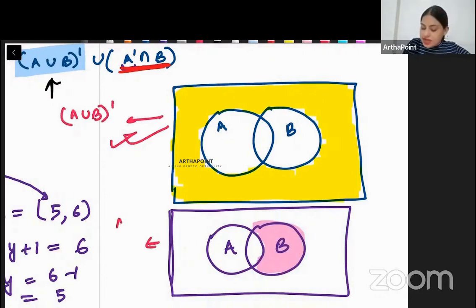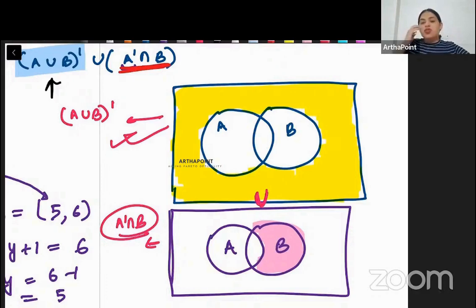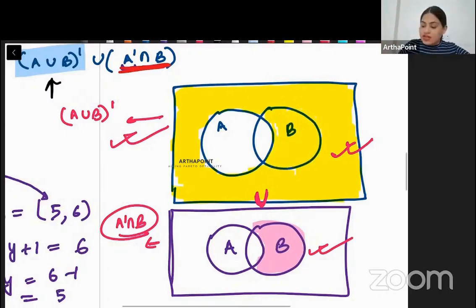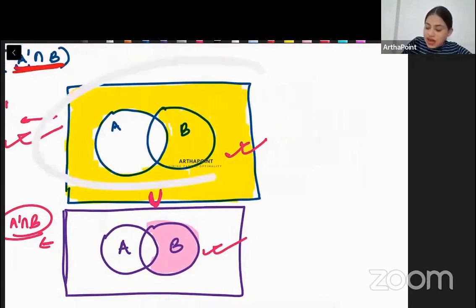And beta, this is A complement intersection B. You need to find out what is the union between the two. So union means you will take everything in this and everything in this. That means you will include this part also in this now. This is only the extra part that I get from the second one. So when I solve this entire thing, what am I getting? My answer is nothing but the entire universal set.